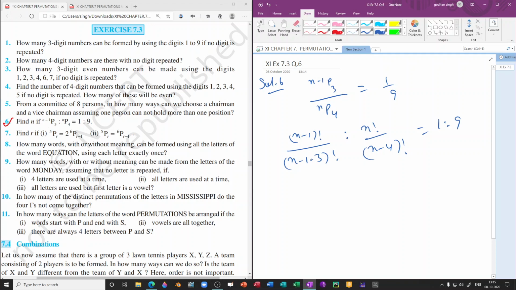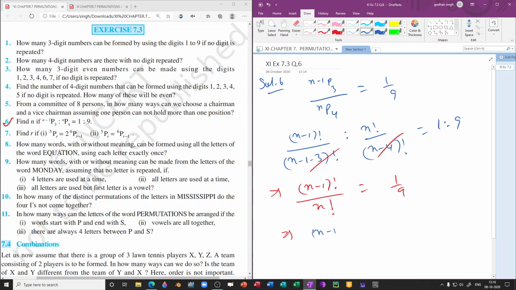And here this is n minus 1 minus 3. On solving, we will be getting n minus 4 factorial. So both can be cancelled out. So what we will be getting here is, this implies n minus 1 whole factorial over n factorial equal to 1 by 9. Now out of this, n factorial is the bigger one, so we'll split it.